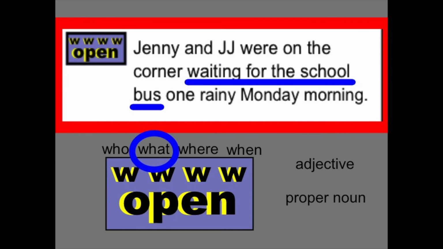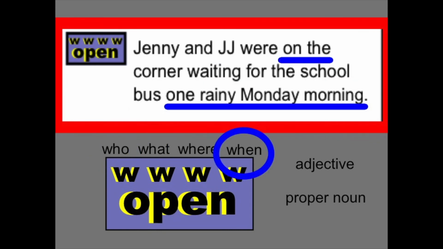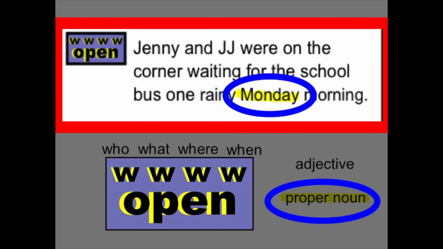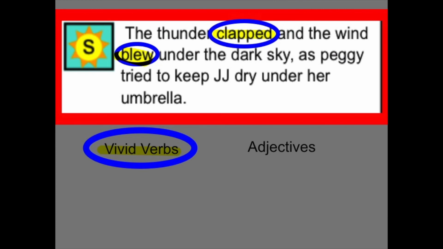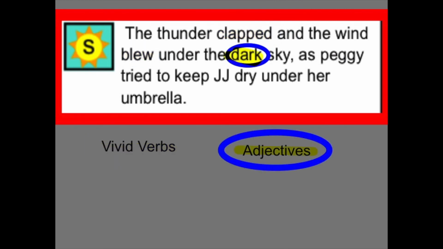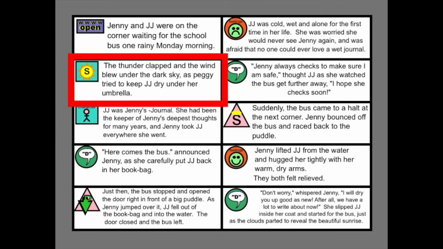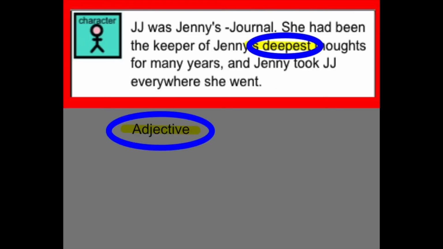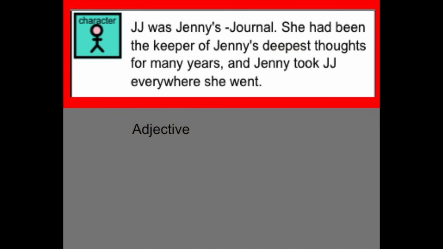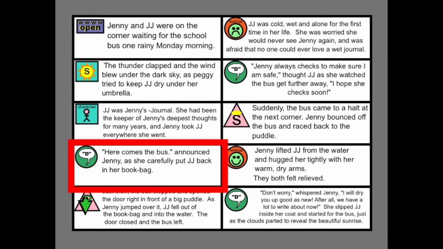Jenny and JJ were on the corner waiting for the school bus one rainy Monday morning. The thunder clapped and the wind blew under the dark sky as Peggy tried to keep JJ dry under her umbrella. JJ was Jenny's journal. She had been the keeper of Jenny's deepest thoughts for many years, and Jenny took JJ everywhere she went.